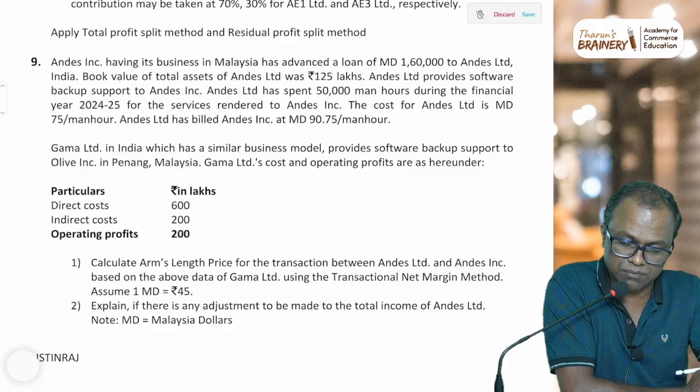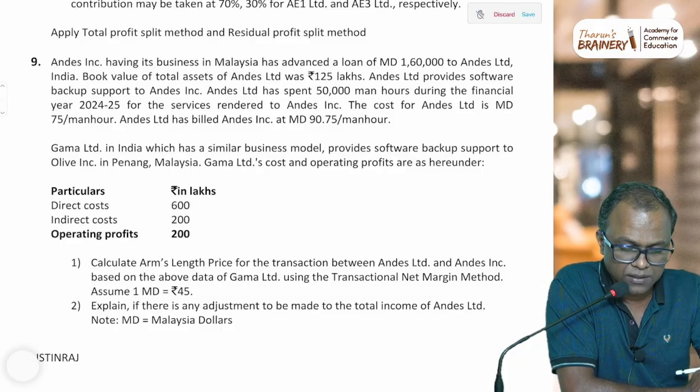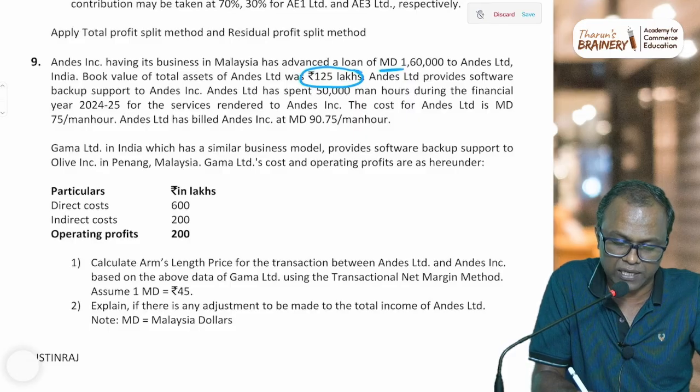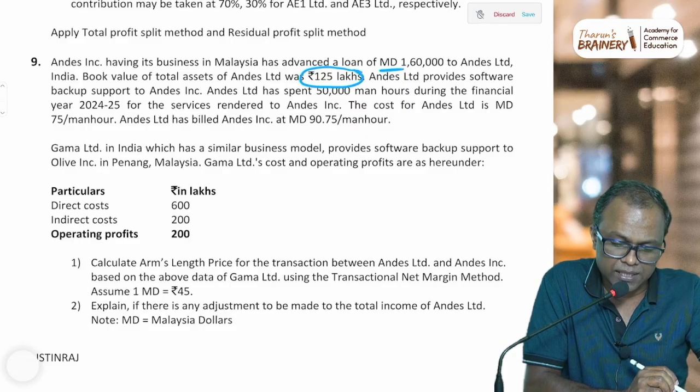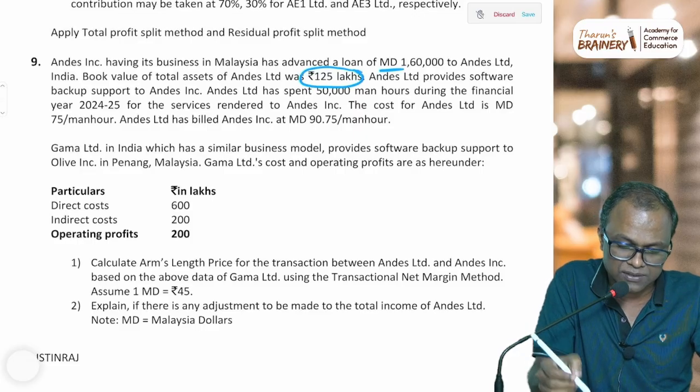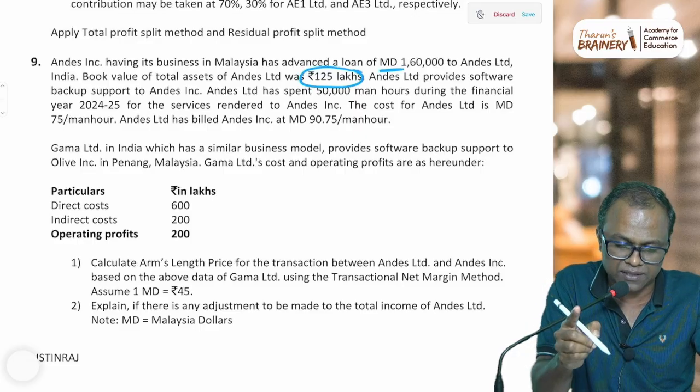So 1,60,000 Malaysian dollar to Andes Limited. Book value of total assets of Andes Limited was 125 lakhs. That is in rupees. That should be kept in mind. The loan is given in Malaysian dollar, but this book value of asset is given in 125 lakhs rupees. Andes Limited provides software. All other details are related to transfer price. So from this, we have to find out whether they are AE.